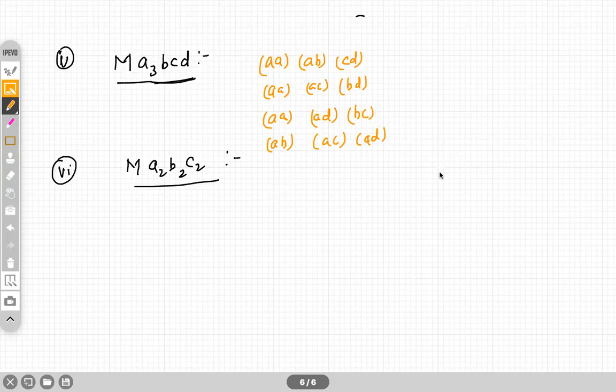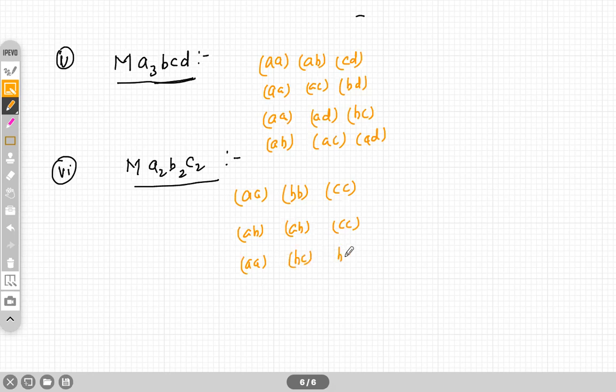Okay, second one we can have AA, BB, CC, AB, AB, CC. And when we have AA, BC, BC, AC, BB, AC, then AB, AC, BC. 5 geometrical isomers are possible for this.